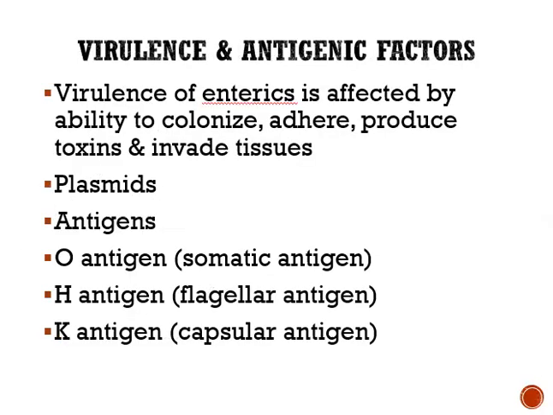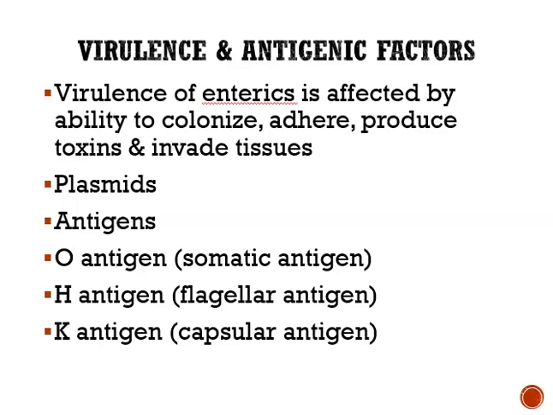Okay, some virulence and antigenic factors. Virulence of the enterics is affected by a lot of factors. One of those is their ability to colonize, adhere, produce toxins, and invade tissues. Some of these organisms contain plasmids, which may help mediate resistance to antibiotics. A plasmid is just a little extra piece of DNA that some bacteria have that carries virulence genes and antibiotic resistance genes.